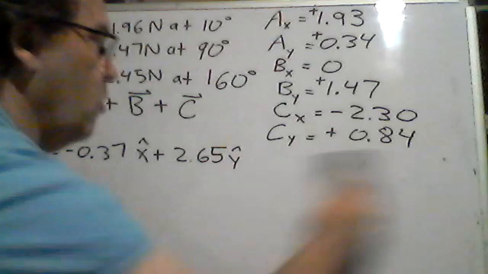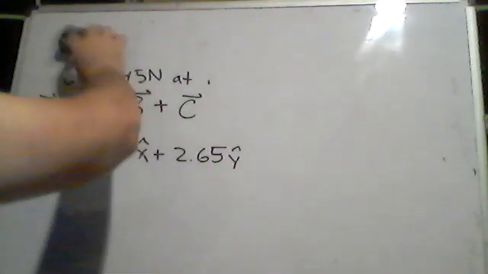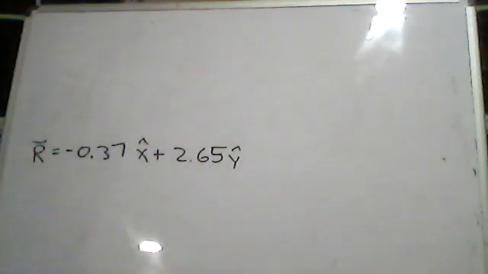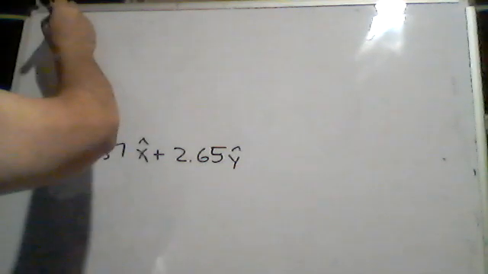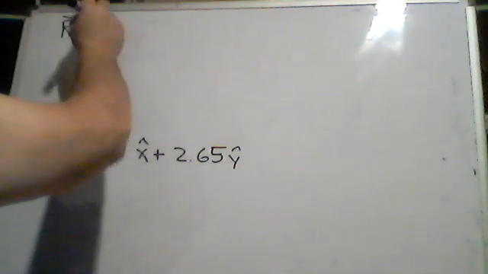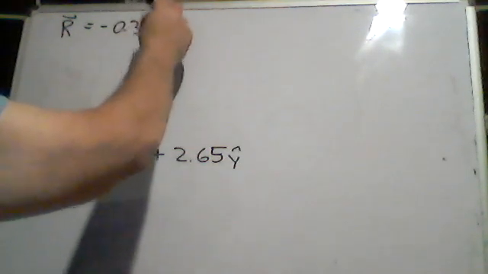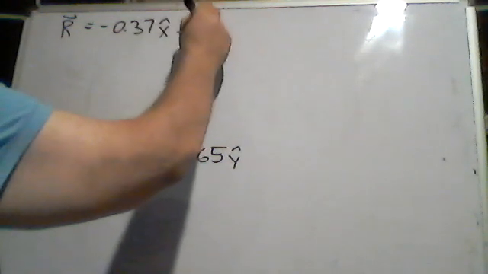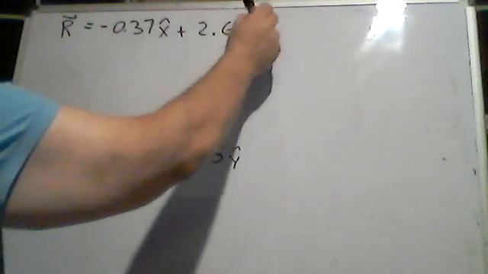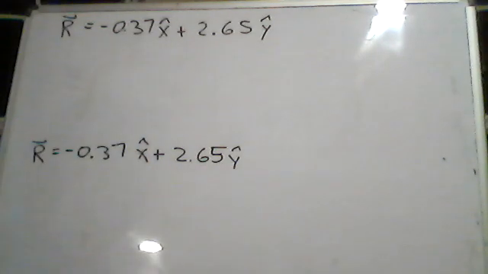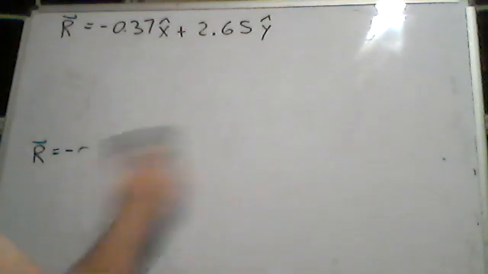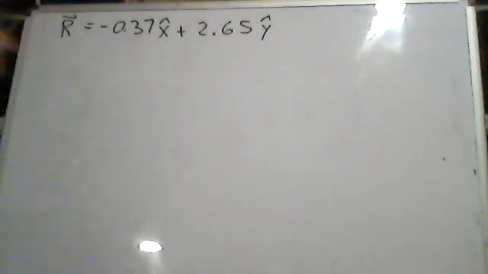And again, what I want to do, I have this R, and I got to go and convert it back into the way I was given the vector, and that was in magnitude and direction. So again, let's put this up and get it out of the way. R is negative 0.37 x hat plus 2.65 y hat. Right, that's what I have. What I need to do now is write it back to the direction. So again, I'm going to use Pythagorean Theorem.